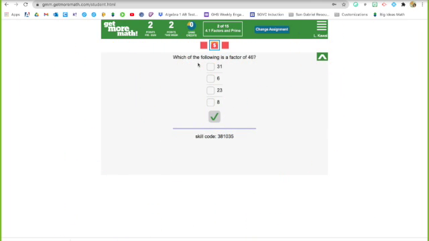Over here it says, which of the following is a factor of 46? So when they're asking this, they're asking what number can we divide 46 by evenly. So let's check out 31. Can 46 be divided by 31 and give us a whole number? Let's see, if I have 31 and 46, I would have to use 1. So that would be 31.